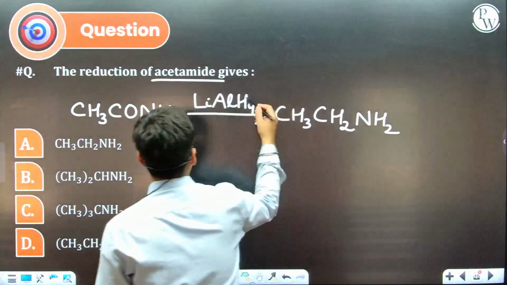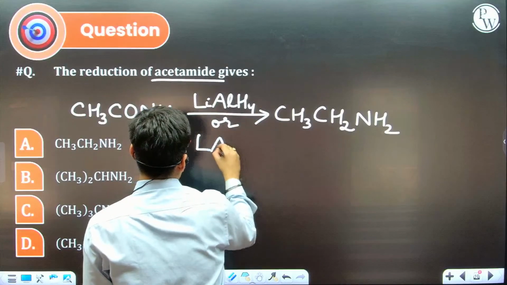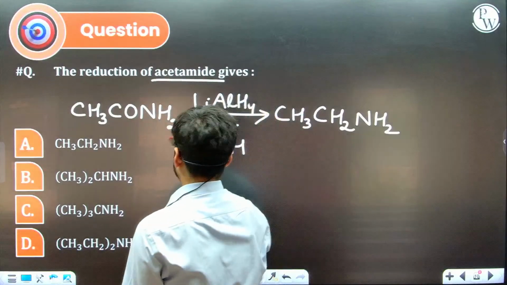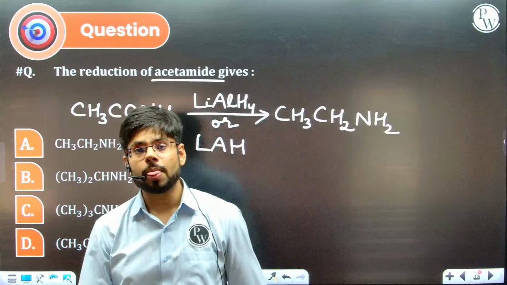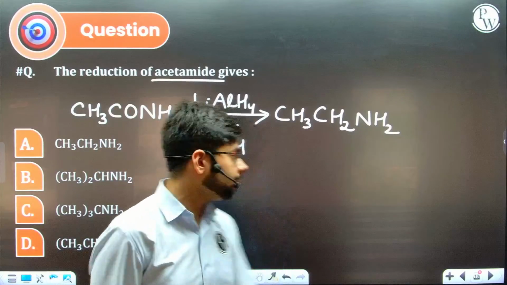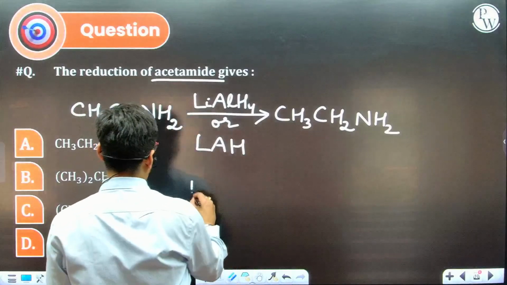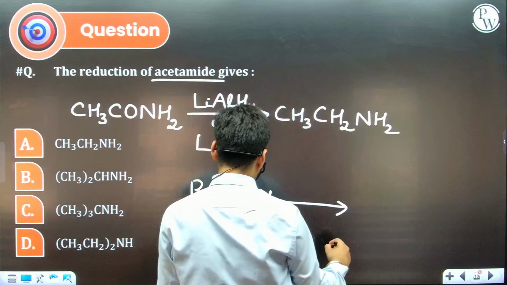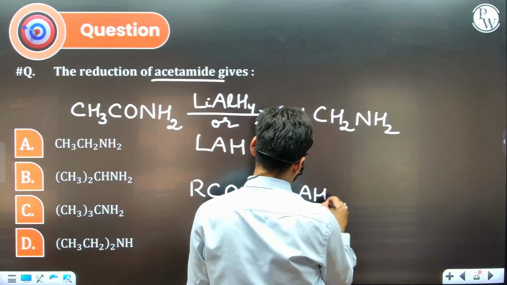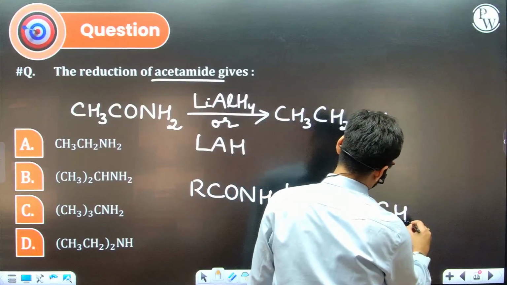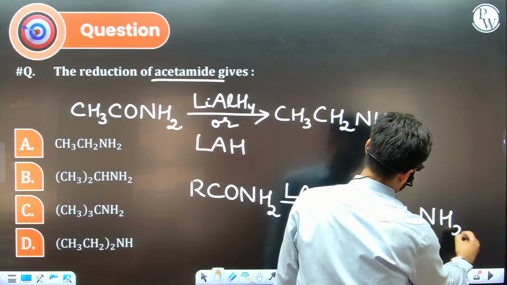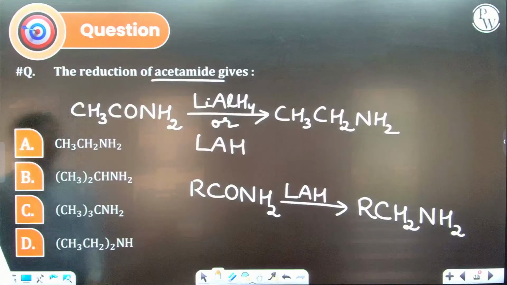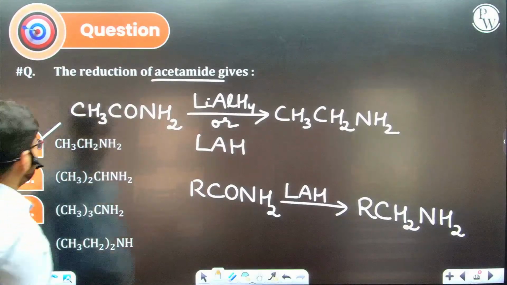So here this has acted as a reducing agent. You can also write it like this, LAH. Lithium aluminum hydride is the full name of LiAlH4. LAH is the short form. So in general, what can I say? I can say RCONH2 gets converted to RCH2NH2. So what is the correct answer? Option A, right? Option A is the correct answer.